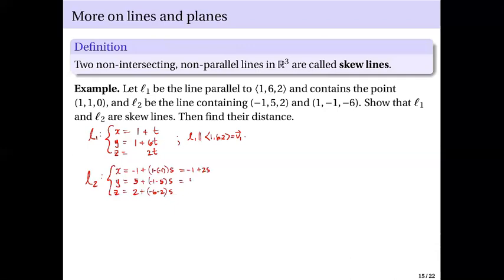Or simply, this is negative 1 plus 2s. This guy here, it's 5 minus 6s. And this guy here, it's 2 minus 8s. And this also tells us that L2 is parallel to the vector 2, negative 6, negative 8. And let's label this as your V2. Okay?